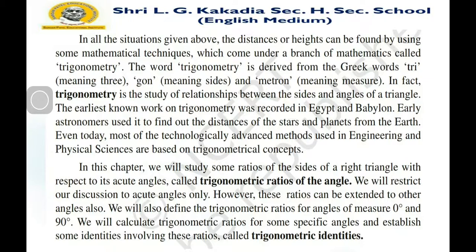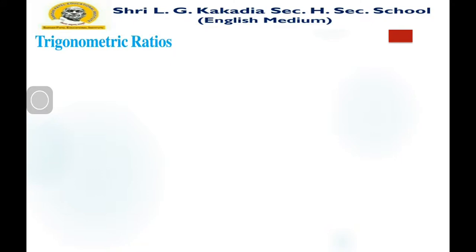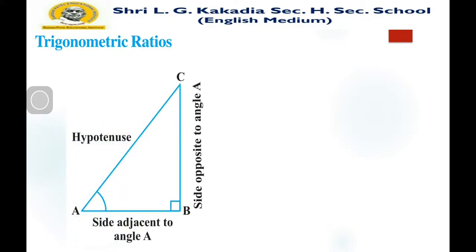So let us discuss what the trigonometric ratios of an acute angle are. For that, you have to remember a right triangle. You can see the triangle ABC here. In triangle ABC, B is the right angle. There are two acute angles, angle A and angle C. We can take either, but let me take angle A.